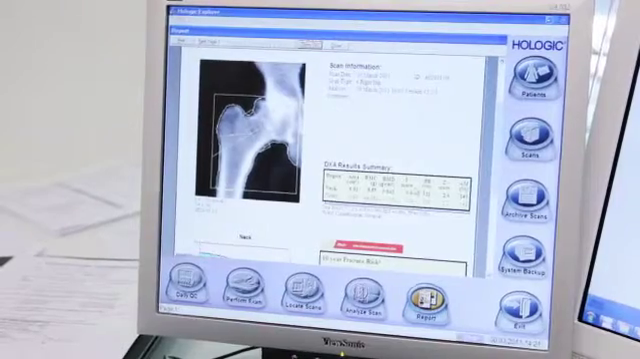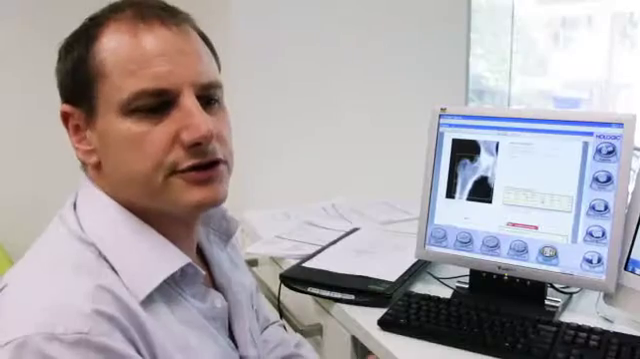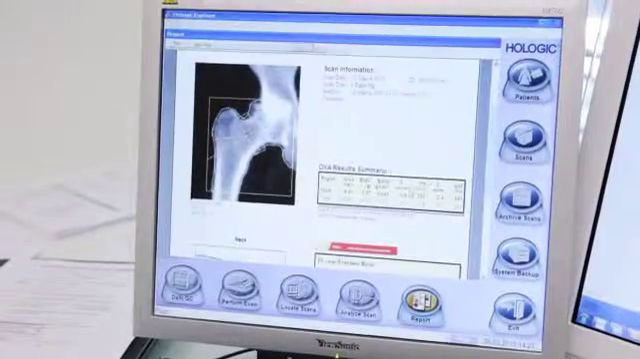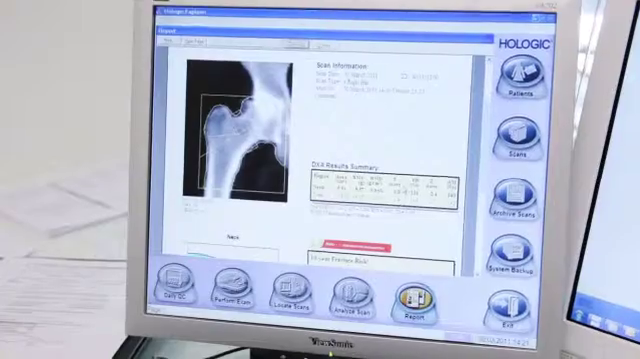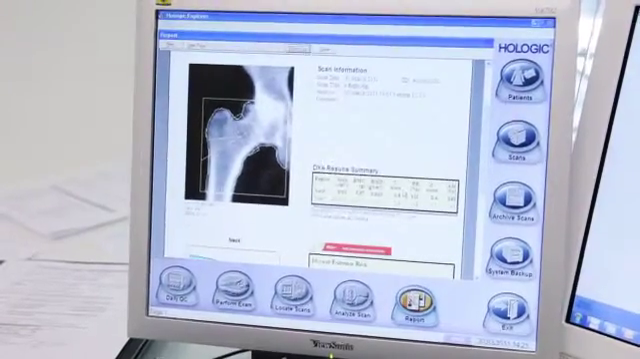The T-score is the score that the radiologist uses to determine whether one has osteoporosis. A T-score of anywhere from +1 to -1 is described as normal. -1 to -2.5 is osteopenic, and below -2.5 is defined as having osteoporosis.